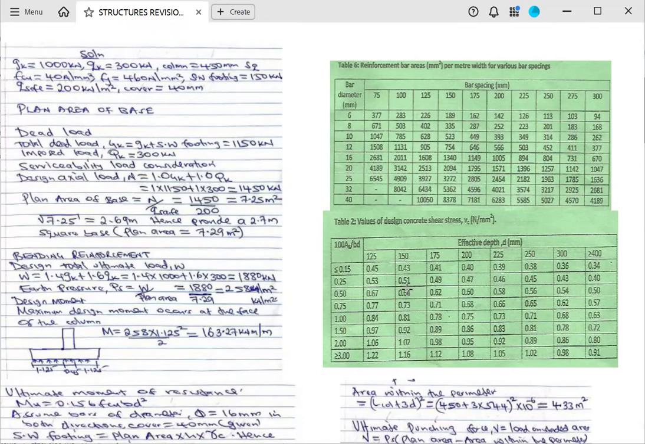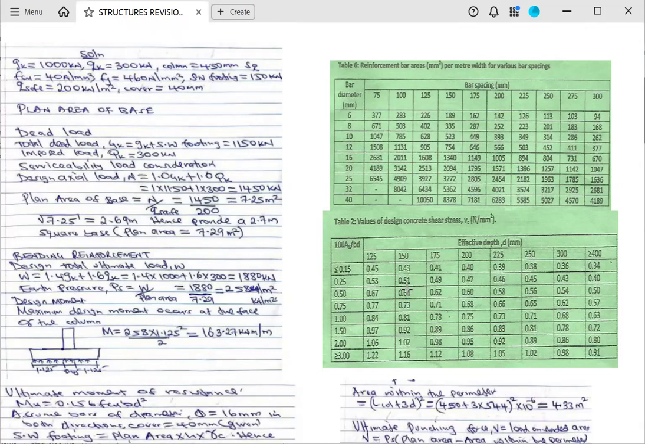Now, remember, if the column is a square, automatically the pad footing will be a square. Now, for us to get the dimension of this particular pad, we will have to square root the plan area of base, which will give us 2.69 meter. Hence, in this case, we can round up, and we opt for a 2.7 meter square base or square footing, which will have a plan area of 7.29 meter squared.